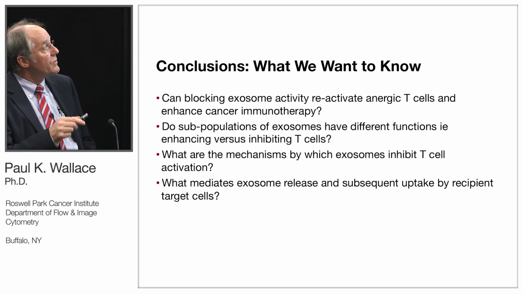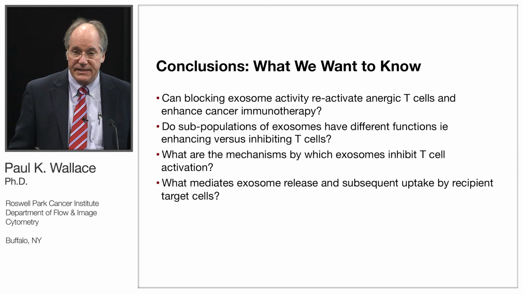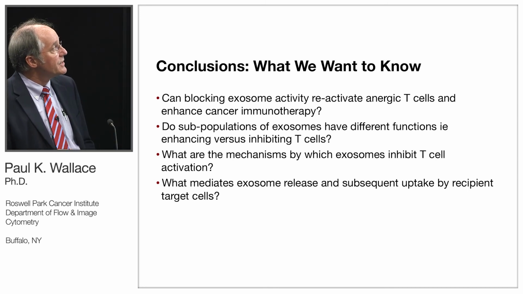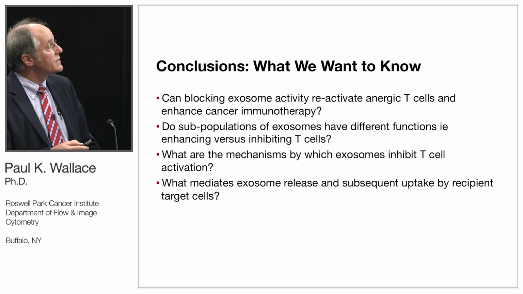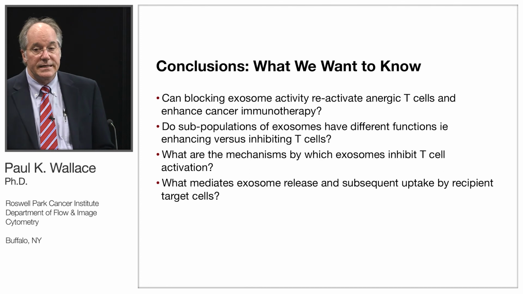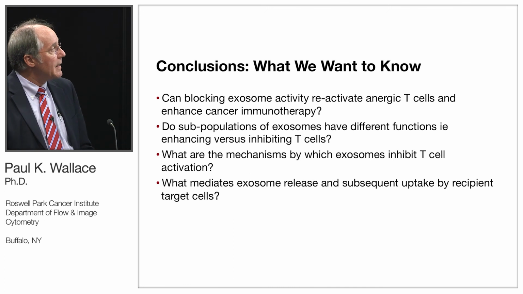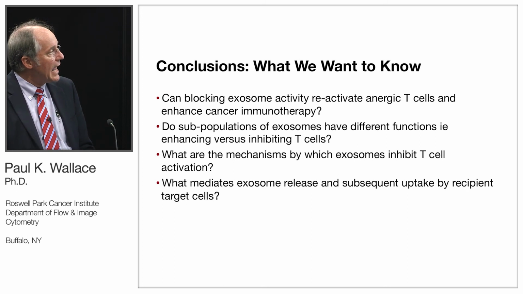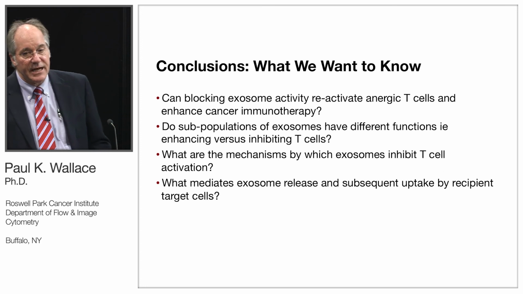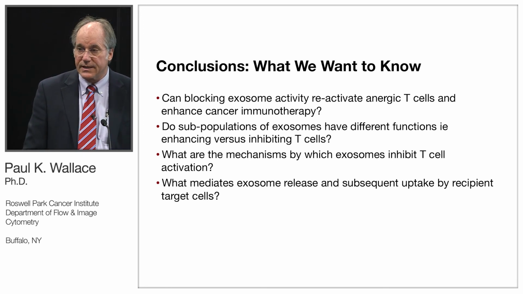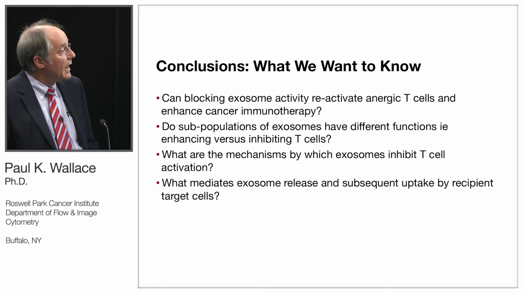Where do you want to go with this? What do we want to do next? Well, the question is, can we come up with a way of blocking this in vivo? Is there a way that we can inhibit the anergic effect of the phosphatidylserines and apply this in our immunotherapies? Are there differences between different subpopulations of the exosomes in terms of their ability to inhibit or enhance tumor? We obviously need to do more on the mechanisms by which the exosomes inhibit T cell activation, and then what mediates the actual release of exosomes from a tumor cell. Is this just ongoing, or is there something that's very specific to it?